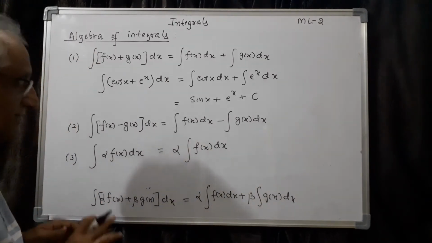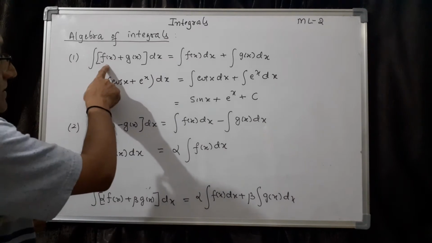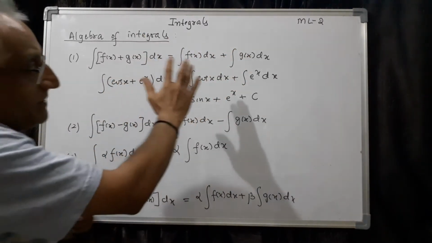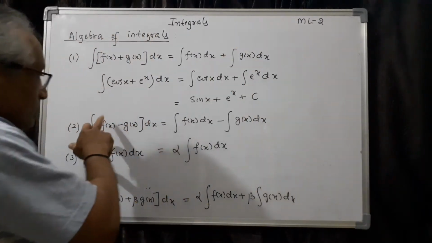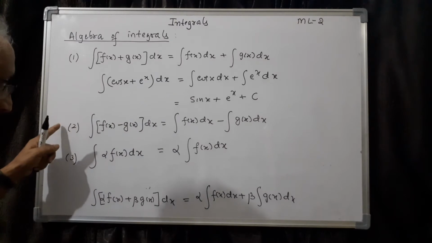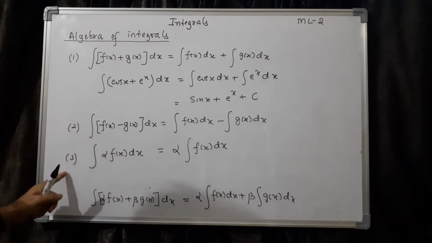This is a generalization. Same way here, instead of two functions, suppose there are 3-4 functions, the rule is the same. Separately you have to integrate them. Same thing for difference also. So the first one is addition, the second one is difference, the third one is the scalar multiplication rule.